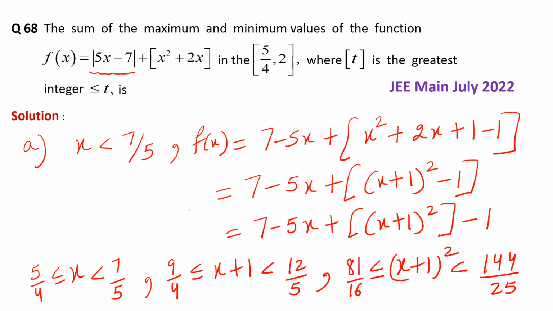That means f(x) clearly becomes a polynomial function. It becomes 7 - 5x + 5 - 1, which is nothing but 11 - 5x. Clearly, it has a negative derivative. So this is a decreasing function for this particular interval, right? Now students, we discuss the second category.